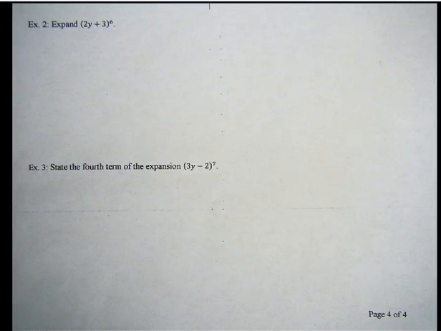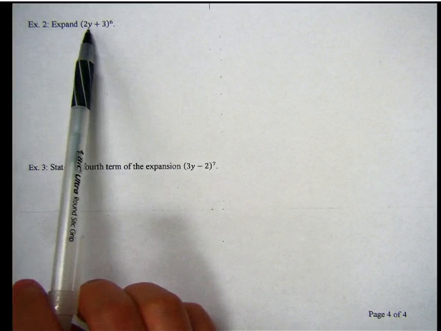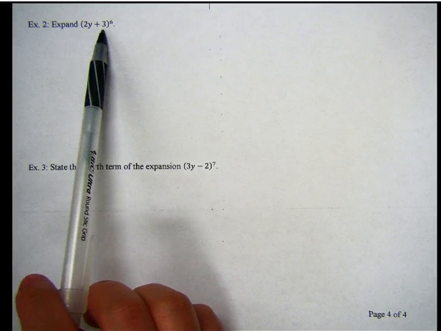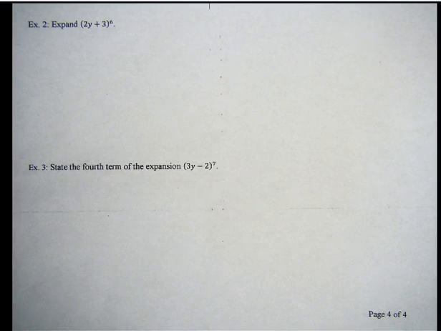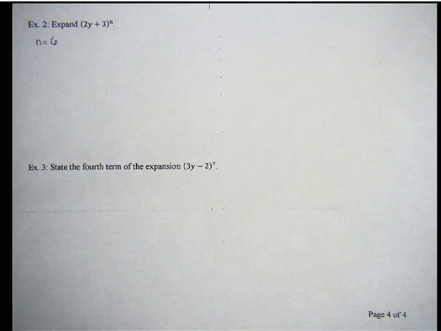We're at the bottom of page 4. So now that we've gone over an example of how to expand using Pascal's triangle, let's try this one more time. Expand 2y plus 3 to the exponent 6. So the first thing you should do is look at row n equals 6 for your coefficients.